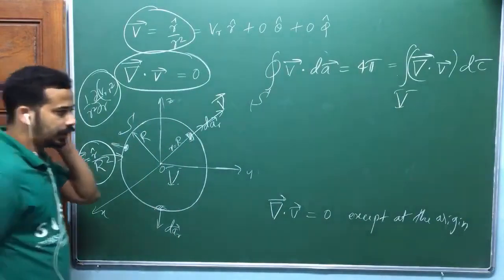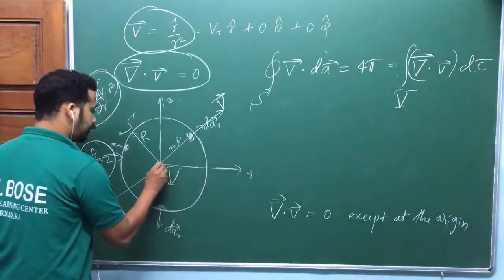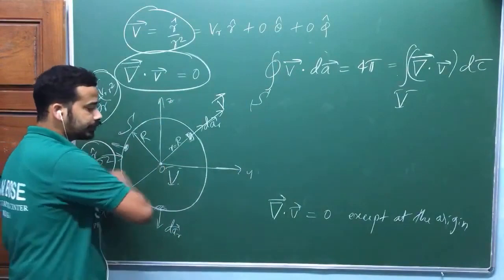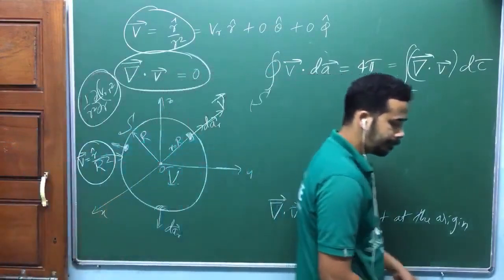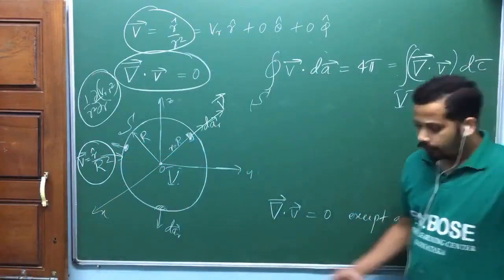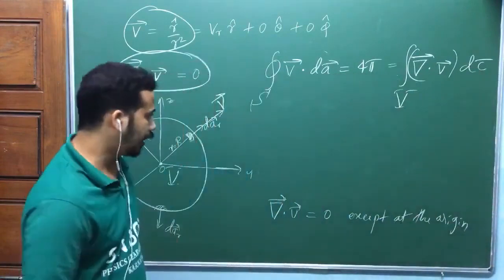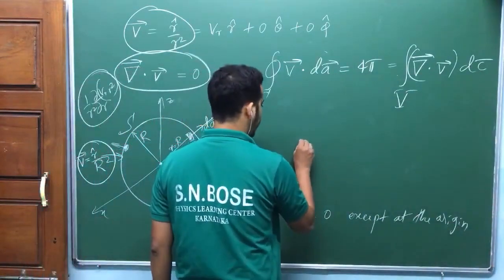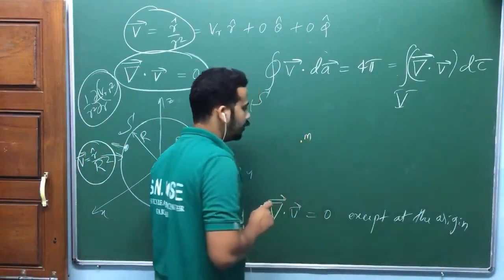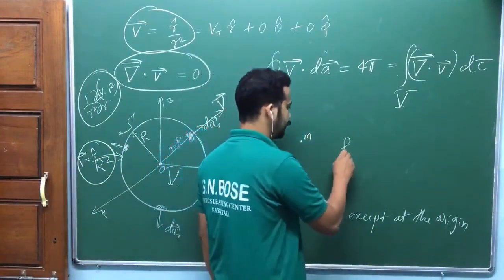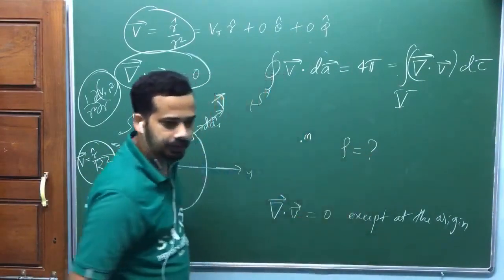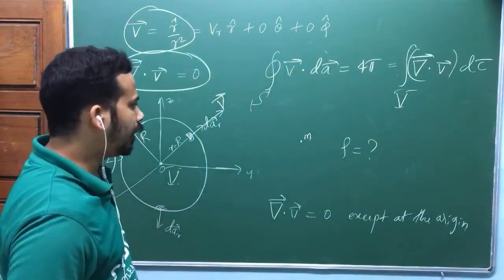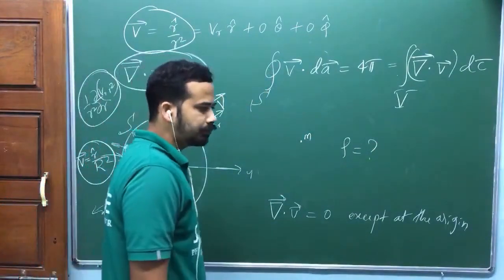Now let me give an example. This del dot v is non-zero at the origin and 0 everywhere else. We have the same situation. Suppose you have a point mass, mass m. You have a mass at some point in space. How do you define mass density?